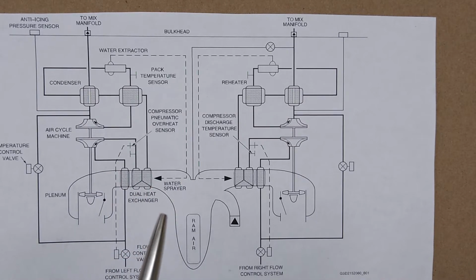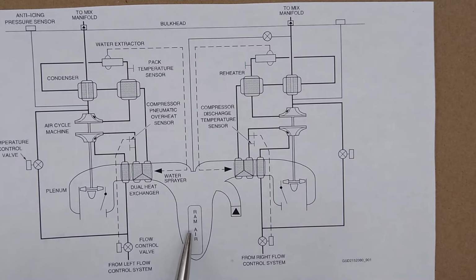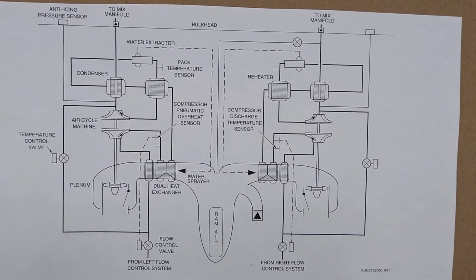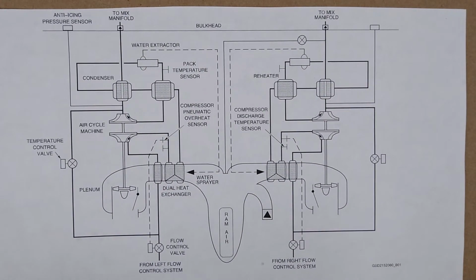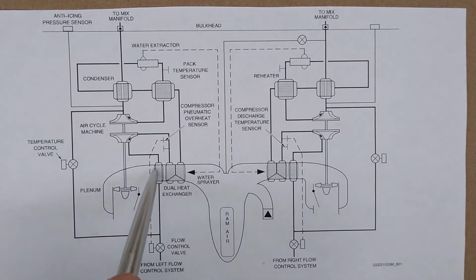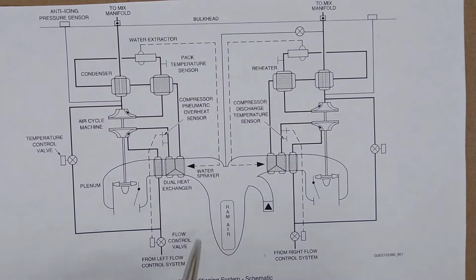Granted, you only have ram air here when the aircraft is in the air, when the aircraft is flying fast enough. But you can still run this system and get air conditioning with the aircraft parked on the ground. Where's your ram air coming from to do your cooling, if the aircraft is not moving, when you don't have ram air?